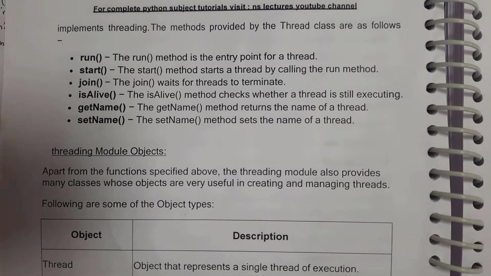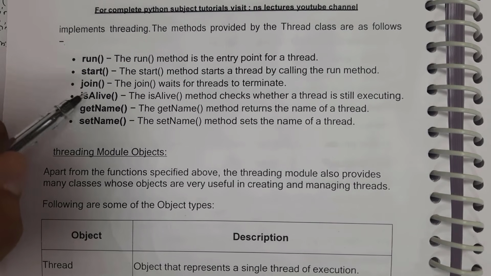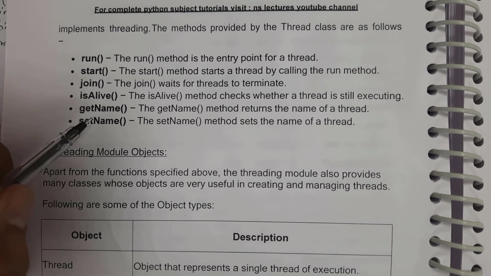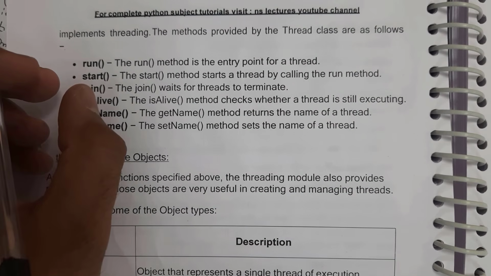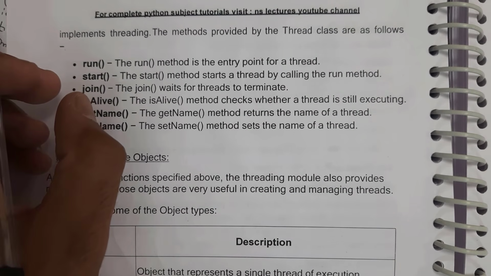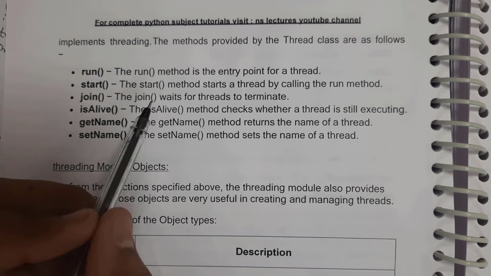And this threading module contains thread class. This thread class contains following methods. They are run method, start method, join method, isAlive method, getName method, and setName method, where this run method is entry point for a thread. By using start method, we can start thread, and whenever you want to start any thread, you need to call run method. Join method waits for threads to terminate.